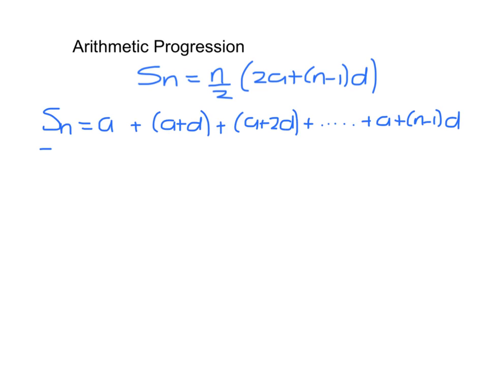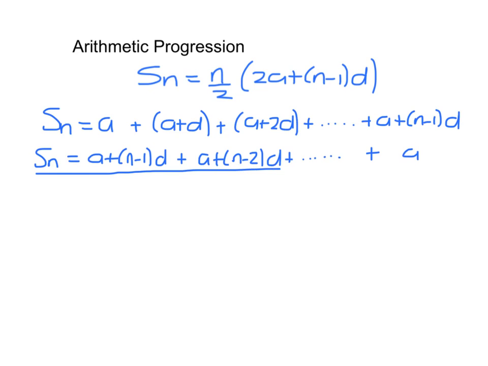Now underneath that I'm going to write out the sum again, but I'm going to start at the last term, second last term, right up to the first term. And what we're going to do with both of these is add them together. So if I have sum of n and I add sum of n to it, I'm going to have 2 sum of n. I'm going to add the first and the last term, so a plus a gives me 2a, and we have this plus n minus 1 times d.